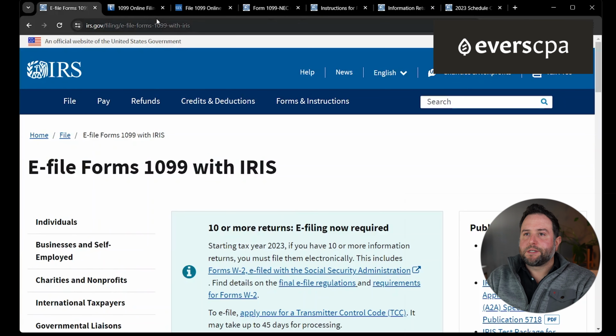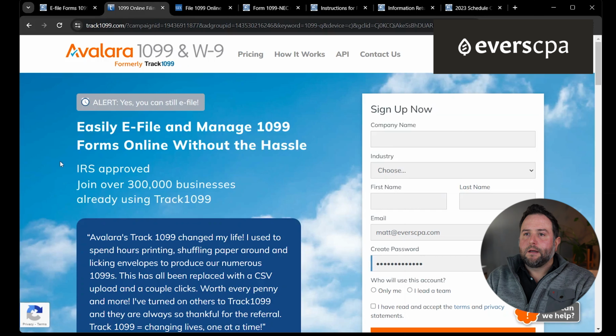Another option is Avalara 1099, formerly known as Track1099. This is a really good service. Notice that the IRS's IRIS system is a free product, whereas Avalara 1099 is a paid version. You're going to pay around $2 to $3 to e-file each one of your forms. So it's not a lot of money, but it's also not free.